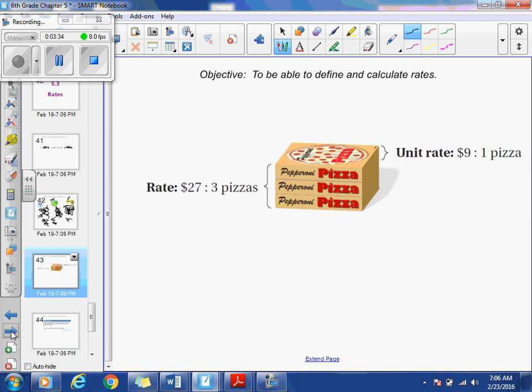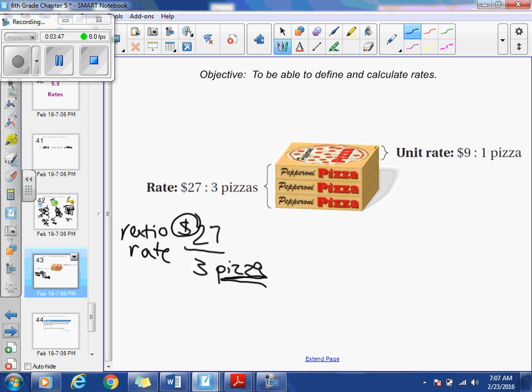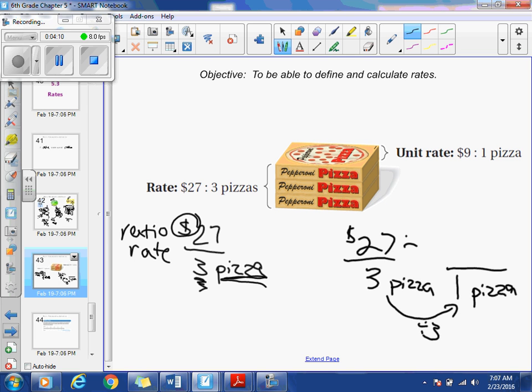Okay, here's one more example. 3 pizzas, $27 for 3 pizzas. That's a ratio. Every 3 pizzas costs $27. It's also a rate because we're measuring cost, and here we're measuring quantity of food or of an item, but it is not a unit rate because its denominator is not 1. A unit rate would tell us how much 1 pizza would cost. So $27 for 3 pizzas, if we wanted the unit rate, we'd say, okay, how much would 1 pizza cost? And since they divided the number of pizzas by 3, we divide the cost by 3, and our unit rate would be $9 for 1 pizza.